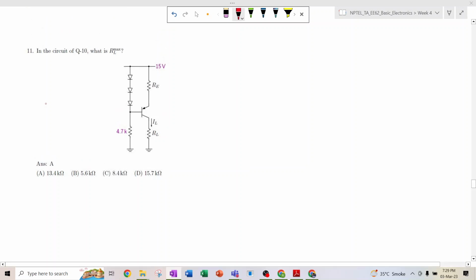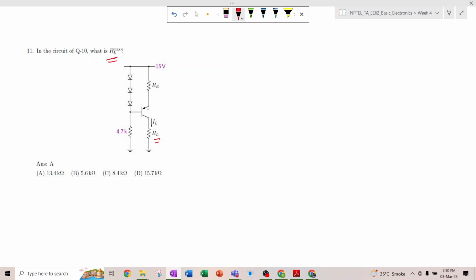Yeah, so this is a very interesting question. In the same circuit, what is the RL max? That means, what is the limit of the value of RL? If we increase RL more, then it will not act as a current source or a current mirror circuit.